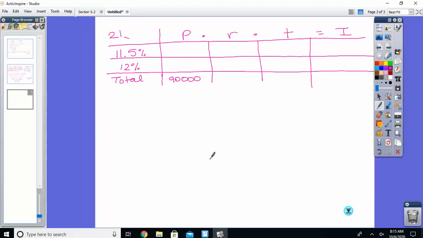He was able to borrow part of the money at 11.5%. So do I know how much? No, so we call it x. Okay, so then what do we have left for the 12%? Your total minus x. All right. For my rate, 11.5%, what would I do?